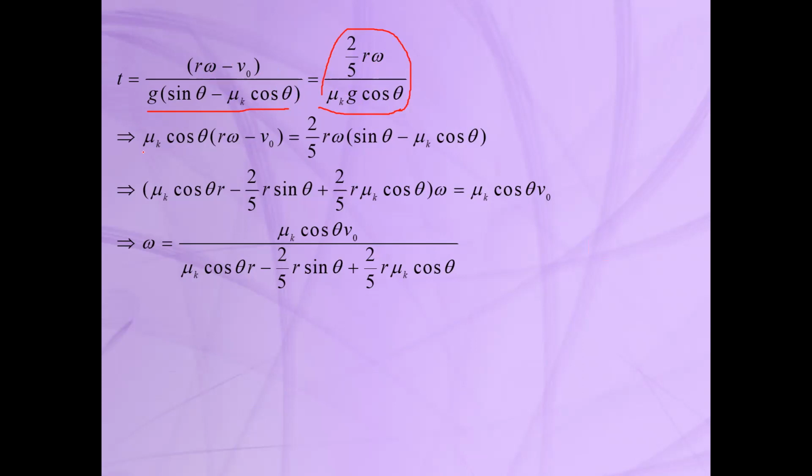We will have mu k cosine theta R v naught, and we only have one unknown, omega. On the right hand side again we have one unknown, omega. We can simplify and extract that omega is equal to this term, and we can obtain the final angular velocity for that sphere.